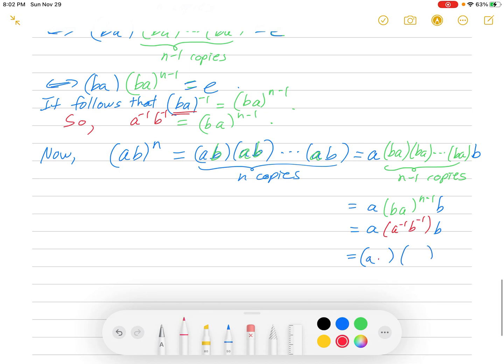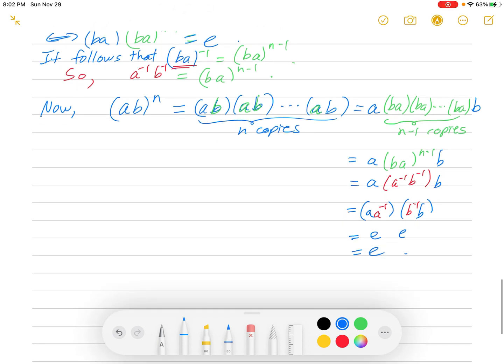And then we can just play a reassociation game where we have A, A inverse, B inverse, B. It's going to give us the identity. So AB to the n power is the identity. So that means the order of AB has to divide n here, right?